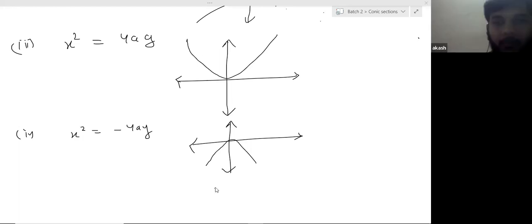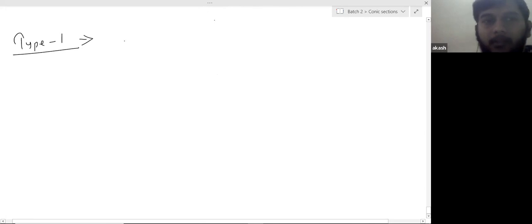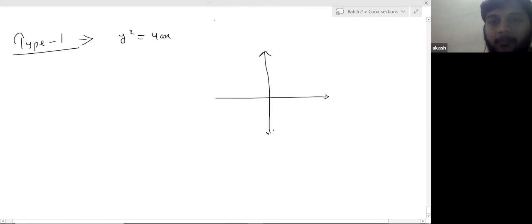All right. So write down type 1, which is y square equals 4ax. The diagram is like this. This is y, this is x. Let's suppose the focus is at a comma 0. Then the directrix will be at minus a comma 0, if the vertex is here.